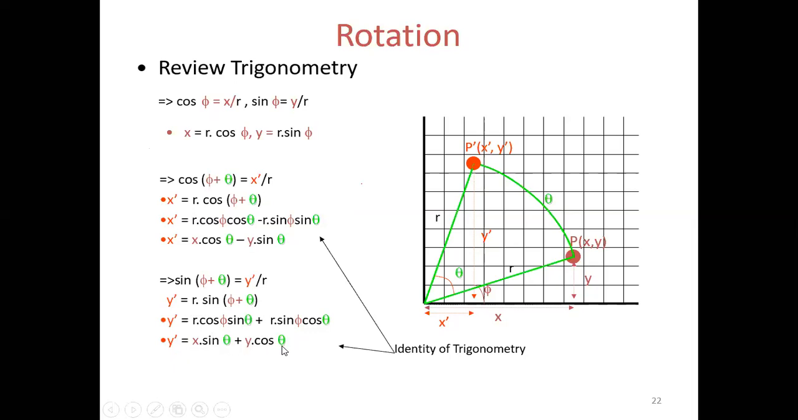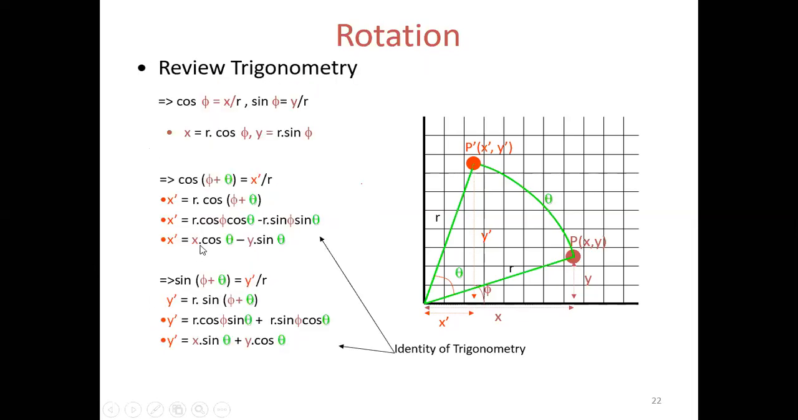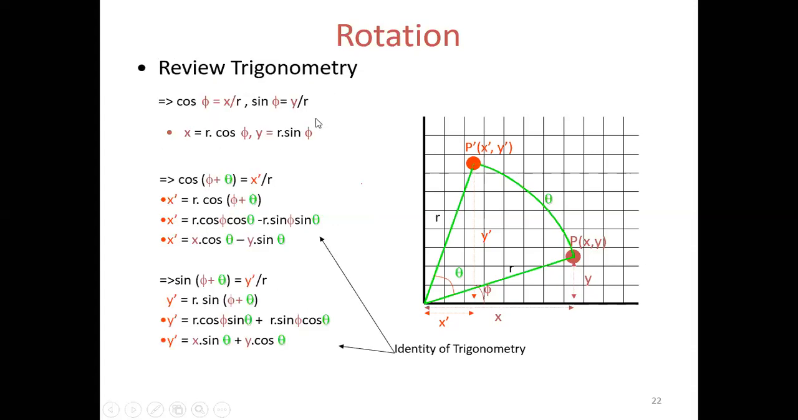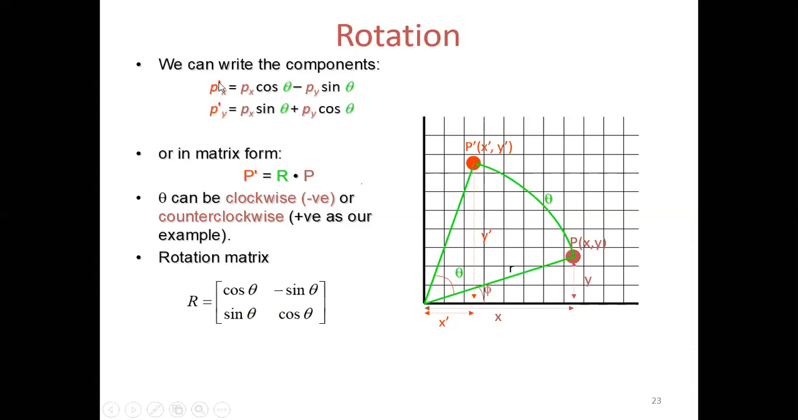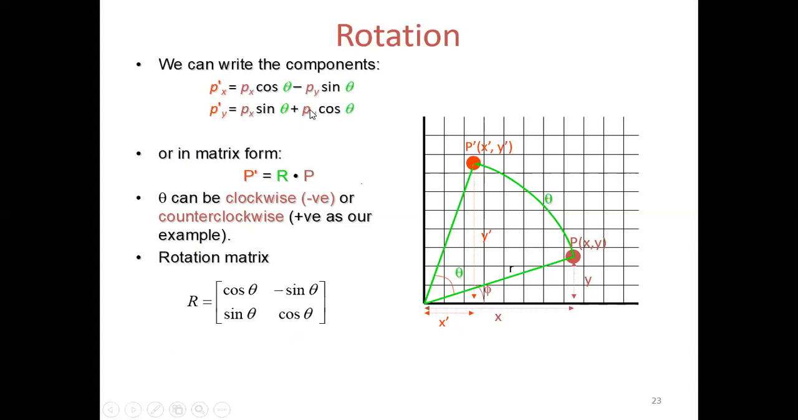Now what is the actual implementation of this? If I go to the next slide, you can see that instead of writing x prime equals x cos theta minus y sin theta, we can write px prime equals px cos theta minus py sin theta. So basically we have replaced x prime with px prime, x with px, and y with py. Same, we have replaced y prime with py prime, and x with px, y with py. Very basic. And then if we use a matrix, instead of writing like this, we can write directly p prime equals r into p.